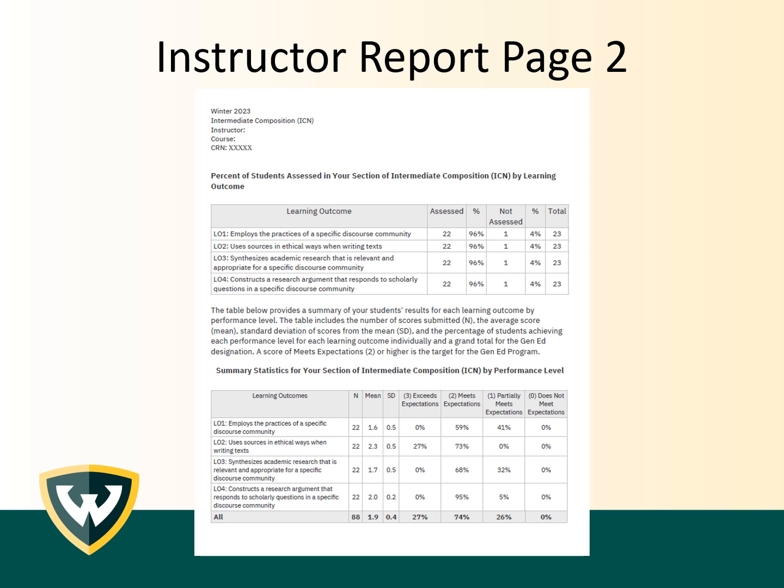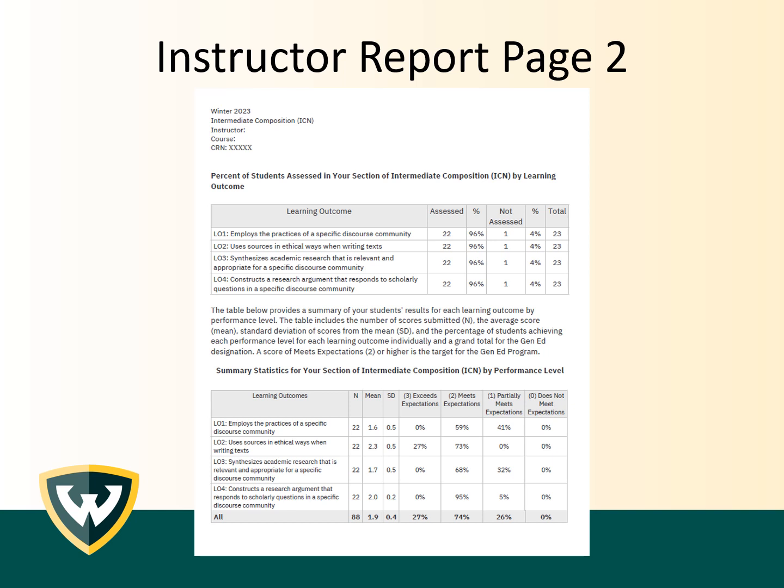The 4 learning outcomes assessed for intermediate composition courses are listed in the first left-hand column of information in the table. The N columns in the table provide the number of students assessed for each learning outcome. The mean column is the mean score for each learning outcome, and the SD column is the standard deviation for each learning outcome. In the example presented here, 22 students were assessed for ICN learning in the course. Looking at the second row of the table, the average of their scores for learning outcome 1 was 1.6 with a standard deviation of 0.5.